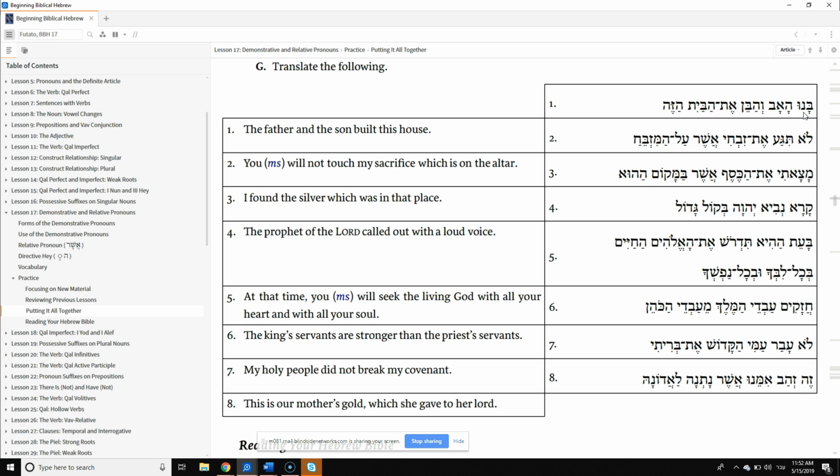The other option for third hey verbs is the hey can shift to a hireq yod. This happens when we have a consonantal suffix added to the third hey verb.